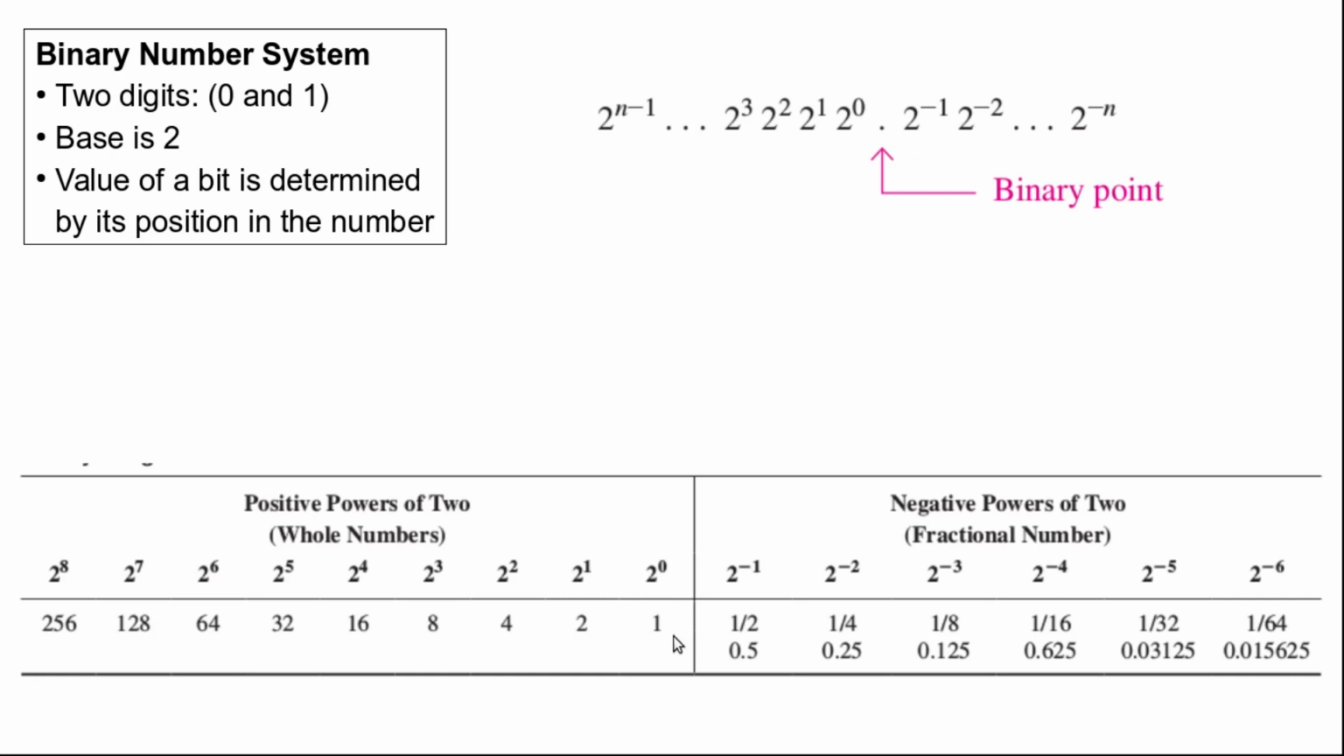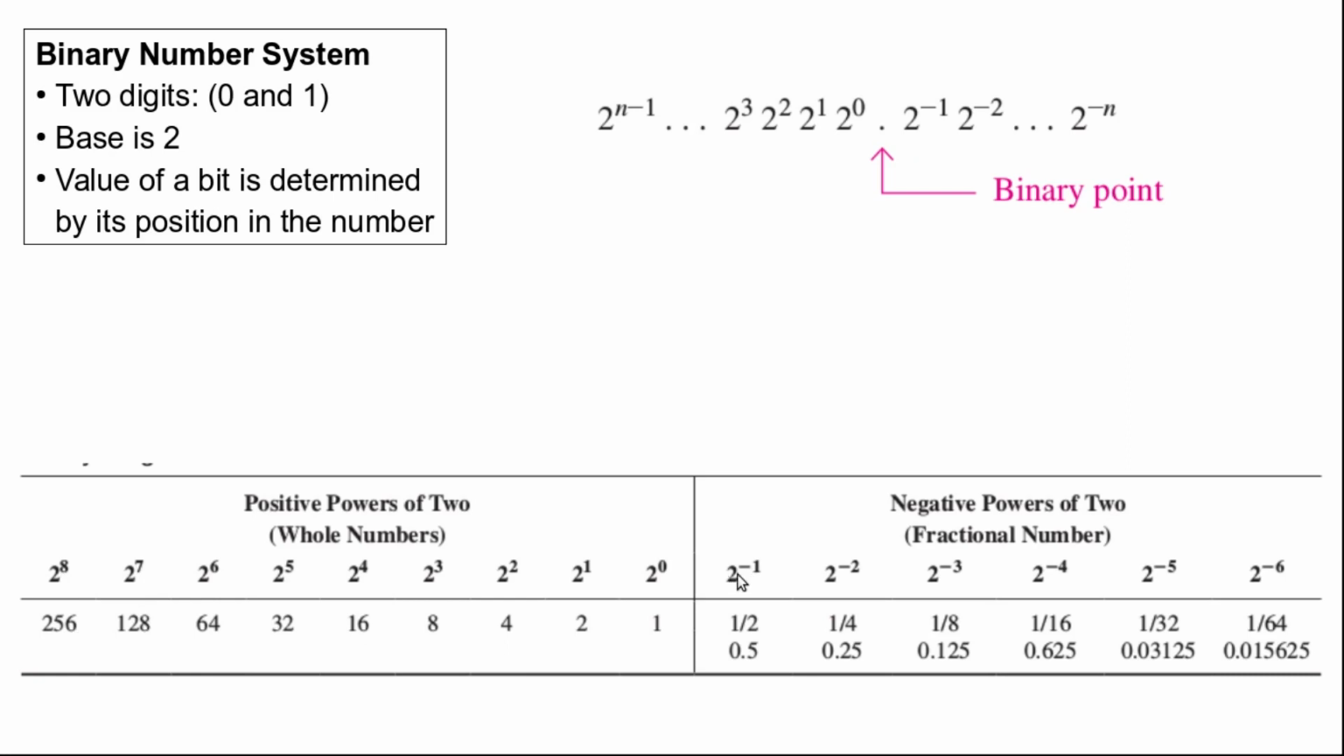2 to the power 0 we know is equal to decimal 1. 2 to the power 1 is equal to decimal 2. 2 to the power 2 is equal to decimal 4. 2 to the power 3 is decimal 8. 2 to the power 4 is 16. 2 to the power 5 is 32. 2 to the power 6 is 64. 2 to the power 7 is 128. And 2 to the power 8 is 256.